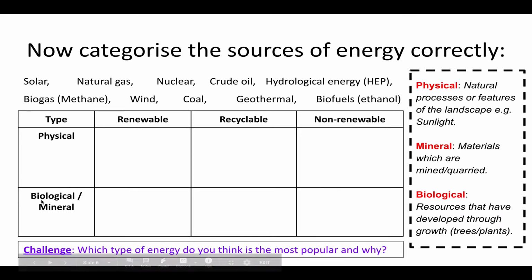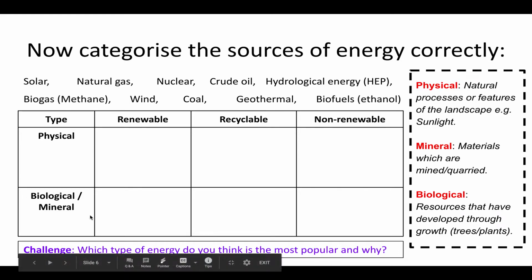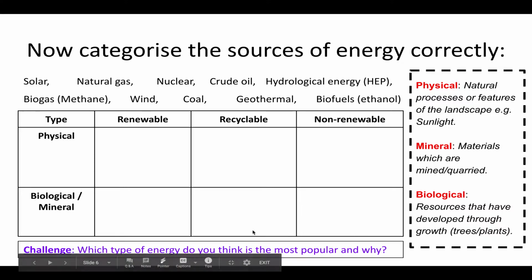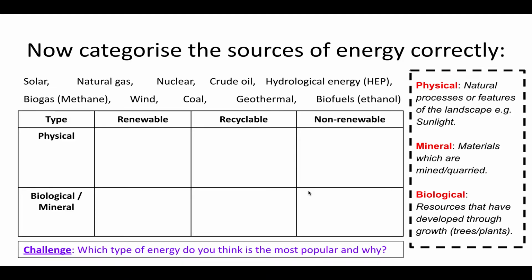Or are they biological or mineral? Are they something that we have to extract or dig up or manufacture? And they've either grown naturally, like trees and plants, that would be our biological, or mineral, things that are mined or quarried, we have to dig it up. Okay, so putting these into the right categories, there is not necessarily going to be something in every box. This task should only take you about 5 minutes. Pause the video, off you go.